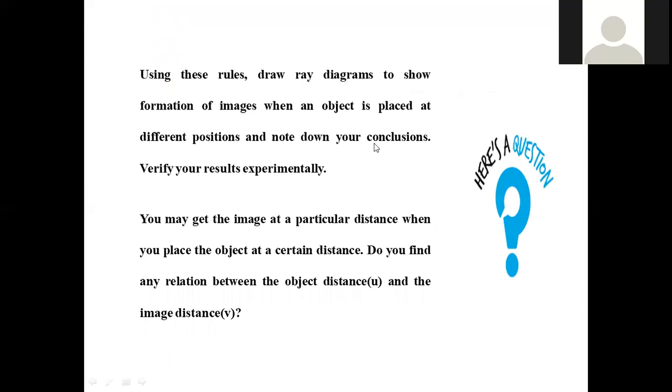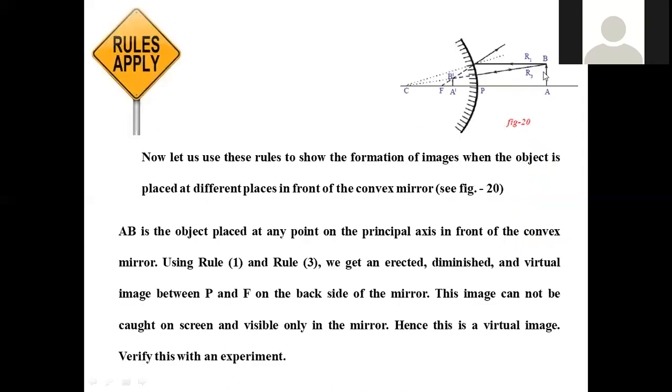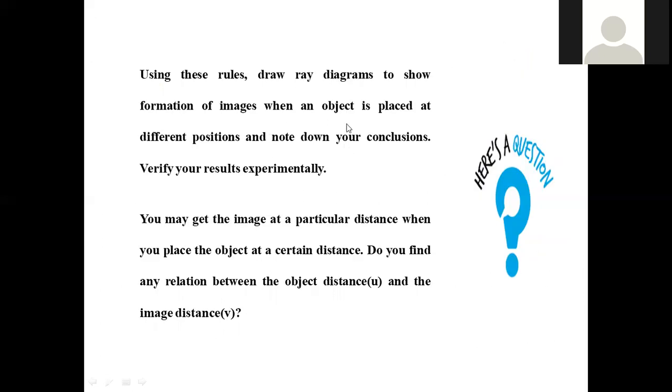Now you can extend this kind of experiment to various applications by changing the position of the object. Initially, we place the object at a certain distance with respect to the convex mirror at the point AB. Now you can change the position of that object so that you will get different kinds of images, and that practical observation you can do.